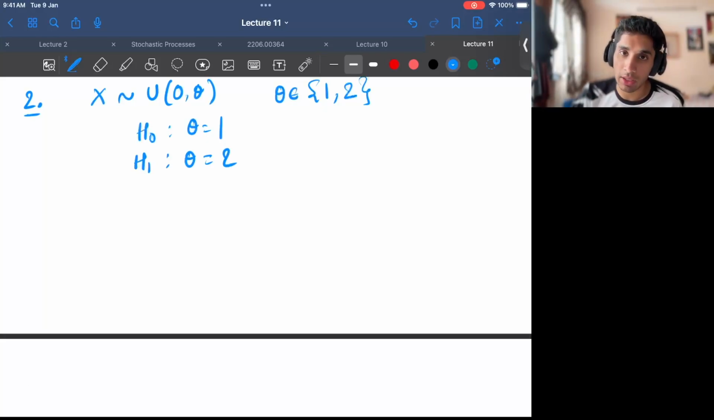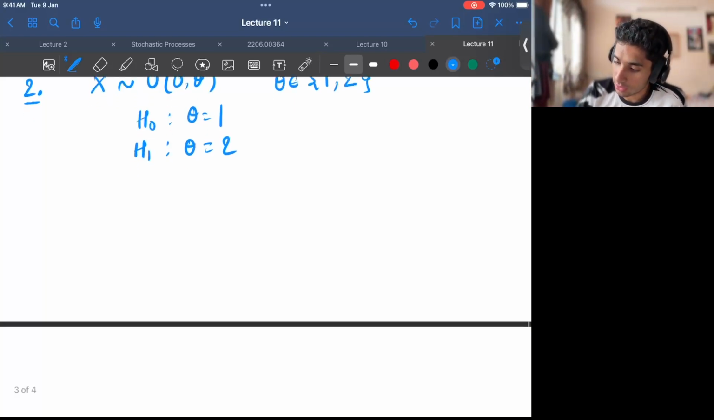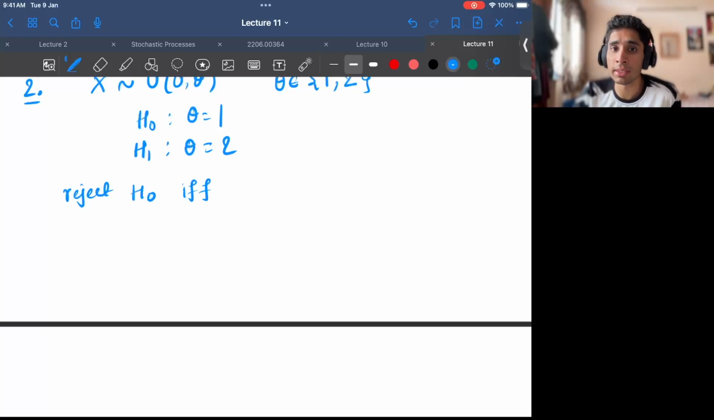Now the test procedure to reject the null hypothesis is as follows. Reject H naught if and only if, and if I write iff, it means if and only if, X is greater than 0.8.